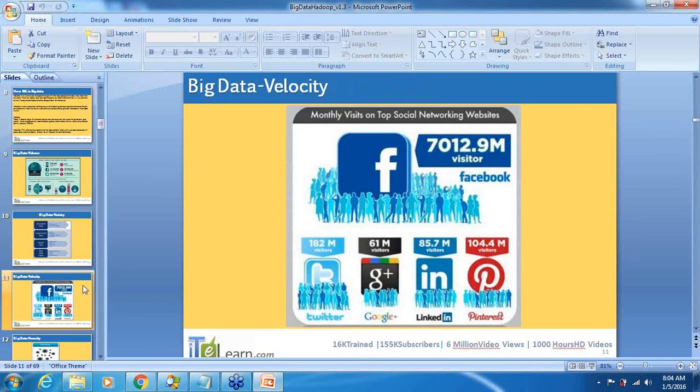When you talk about velocity, it is the rate at which data is being accessed. You could see this many visitors being accessed synchronously or in parallel across the globe. Likewise with other social networking sites, the rate at which they are being accessed.